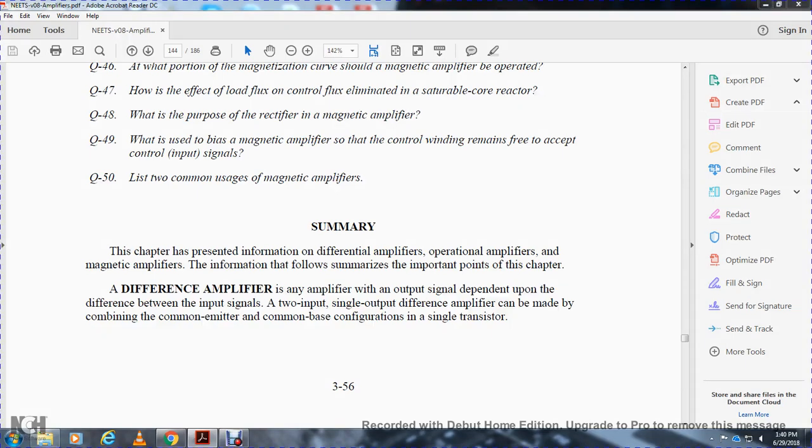All right, Chapter 3 Summary. The chapter has presented information on differential amplifiers, operational amplifiers, and magnetic amplifiers. The information is followed with a summary of the important points of the chapter.